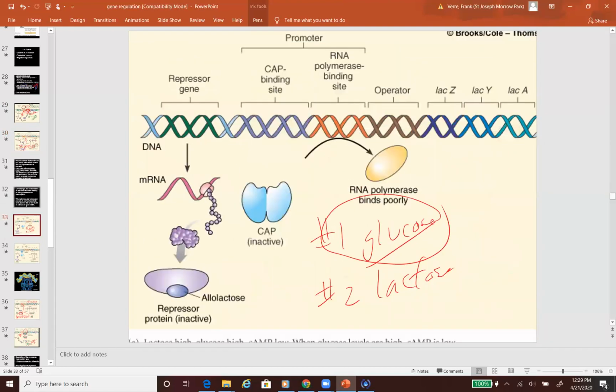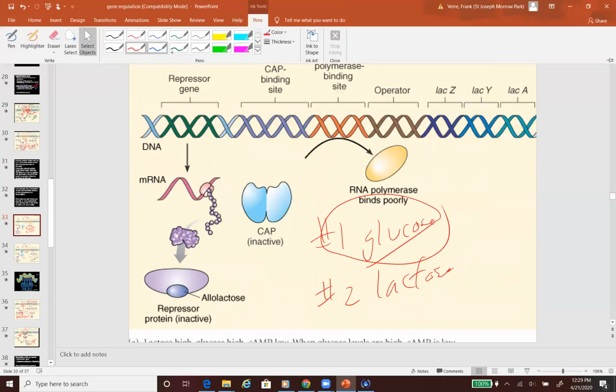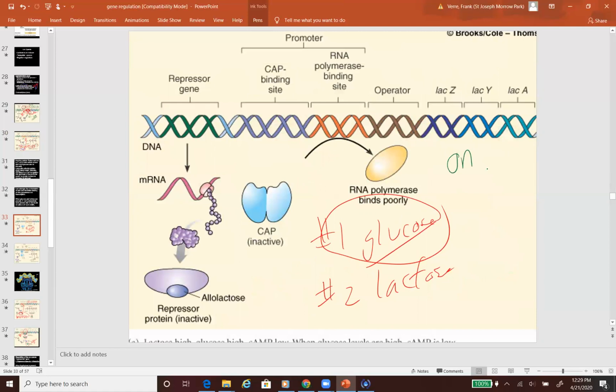Okay, and you can see that here. There is nothing blocking RNA polymerase, so that means we can transcribe these genes. But I made a comment before that basically the way this works is you have proteins, they attach to the DNA, and they do one of two things. They either turn the gene on or they turn it off.